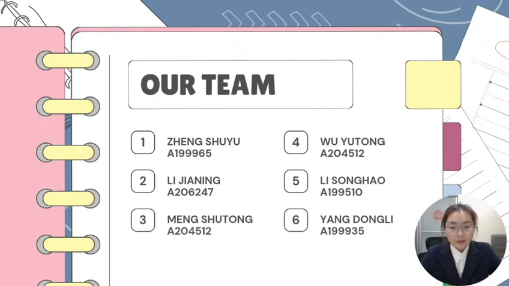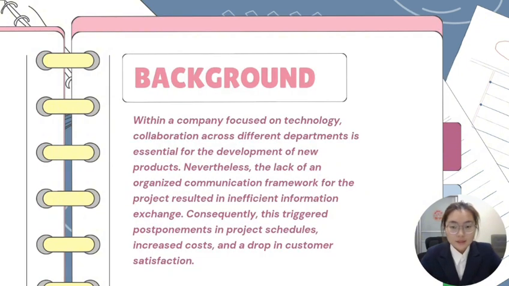These are our group members: 郑舒宇、李佳宁、孟舒彤、吴雨彤、李颂浩、杨董礼. The background: within a company focused on technology, collaboration across different departments is essential for the development of new products. Nevertheless, the lack of an organized communication framework for the project resulted in inefficient information exchange. Consequently, this triggered postponements in project schedules, increased costs, and a drop in customer satisfaction.